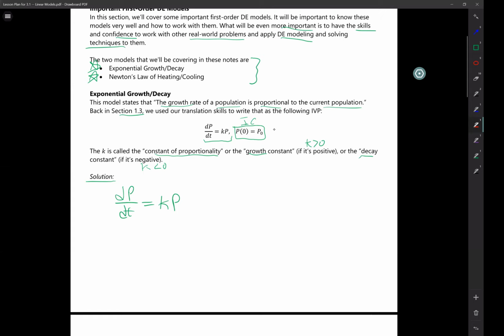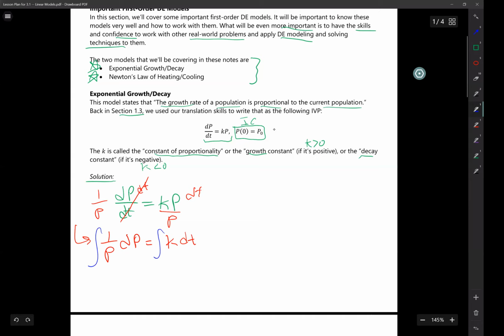Okay, well, anyways, it's separable. It's separable because what can I do? I can divide by P over here, so I have 1 over P. I can multiply by dt. And so then I have 1 over P dP is equal to k dt. And so that's separated because I have the P's and dP's on one side and the k's and the dt's on the other. There's no t term, but k is a constant, so I can move that over there. And then you can just integrate. So we'll do that. Integrate that. And what are you left with?